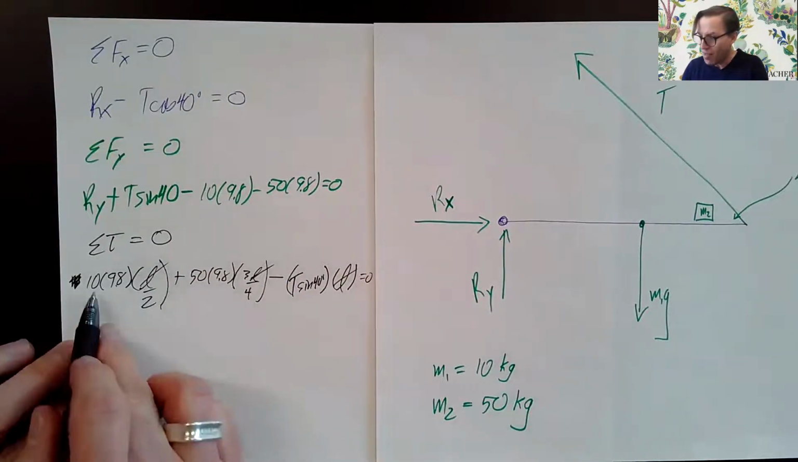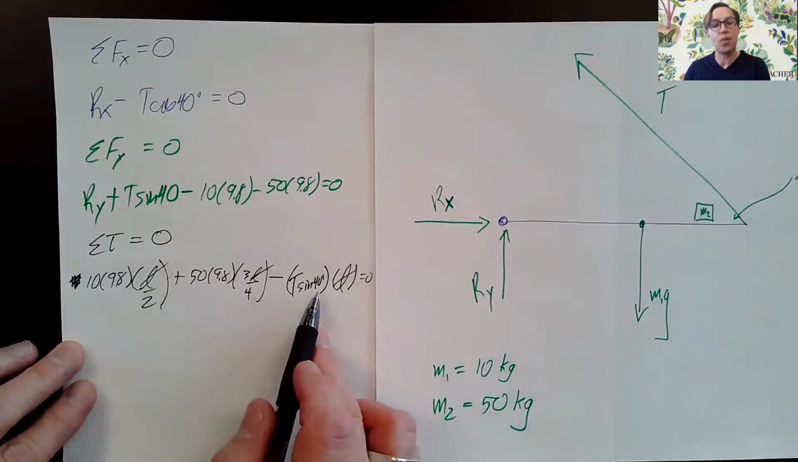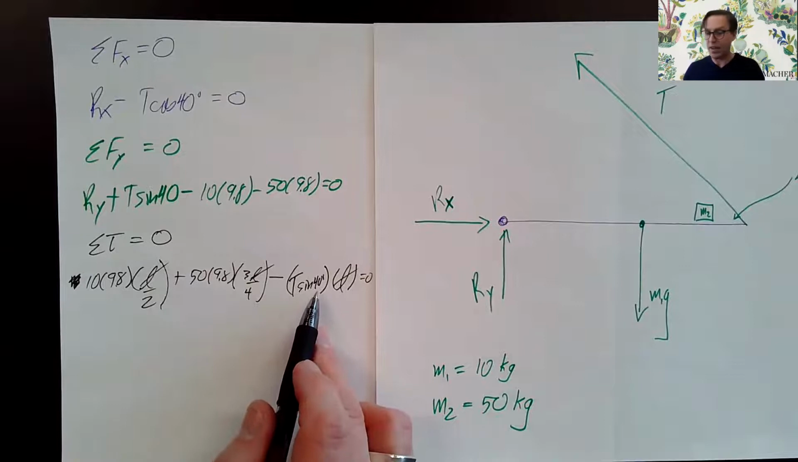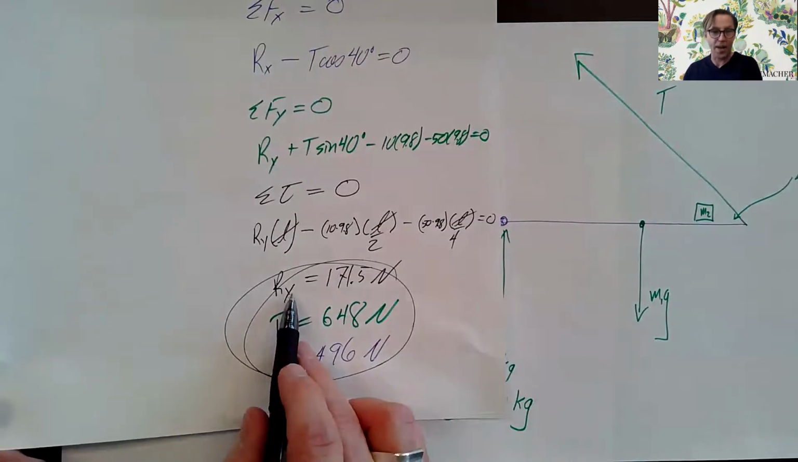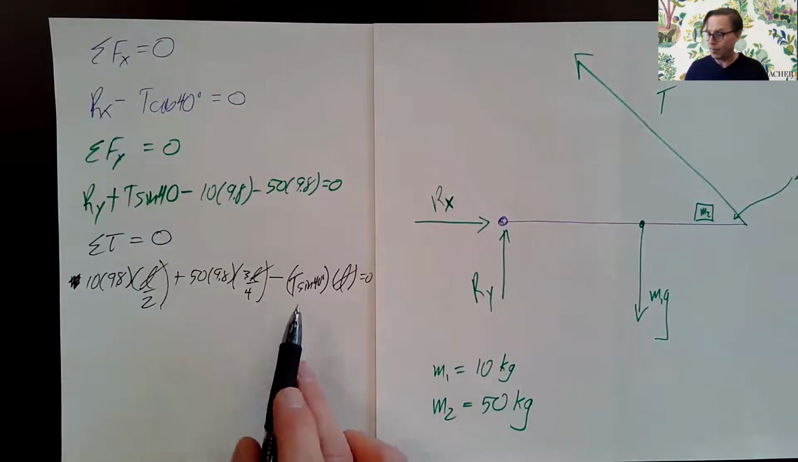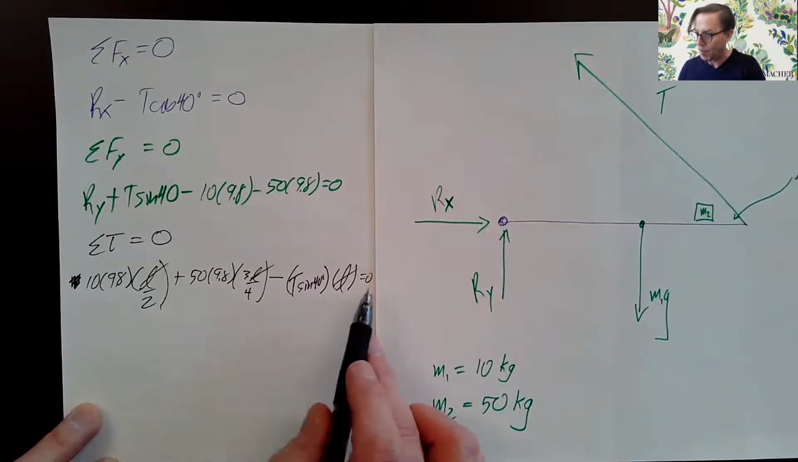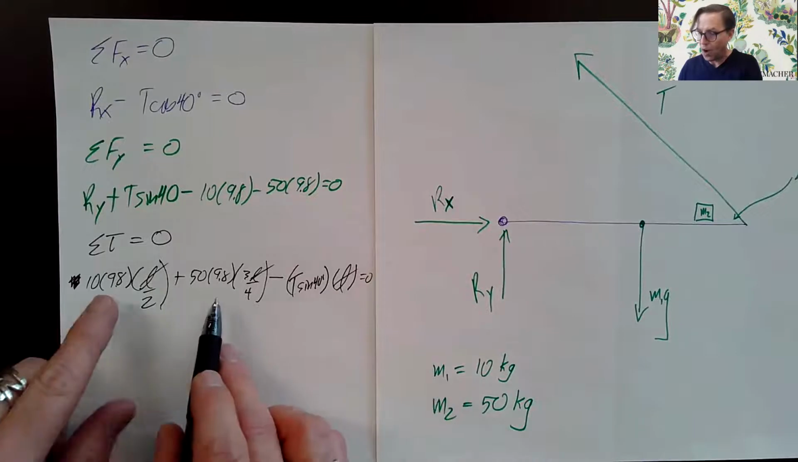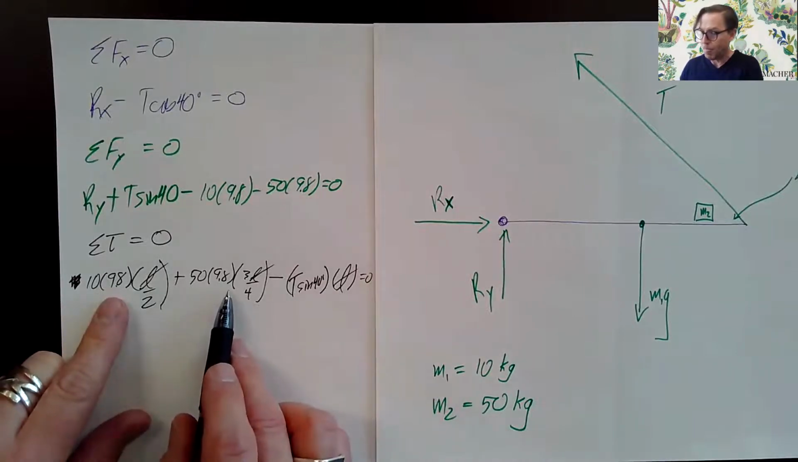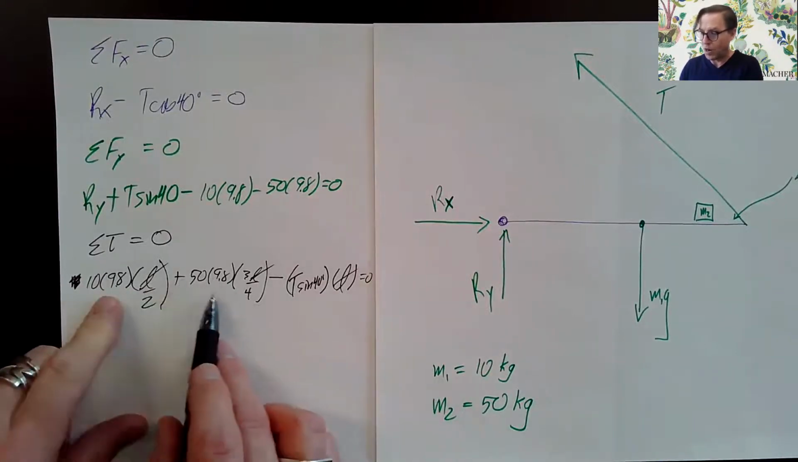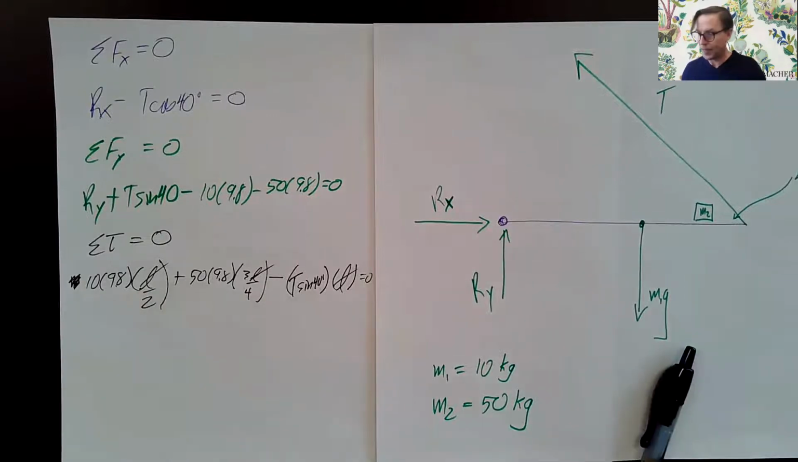And again, this equation has one and only one variable. Now, before this equation down here, the one variable was Ry. Now the one variable is T. So I'm going to solve for T. How am I going to do that? I'm going to take T sine 40 and put it on the right. And then all this is just numbers. So I'm going to find what those numbers are and divide by sine 40.